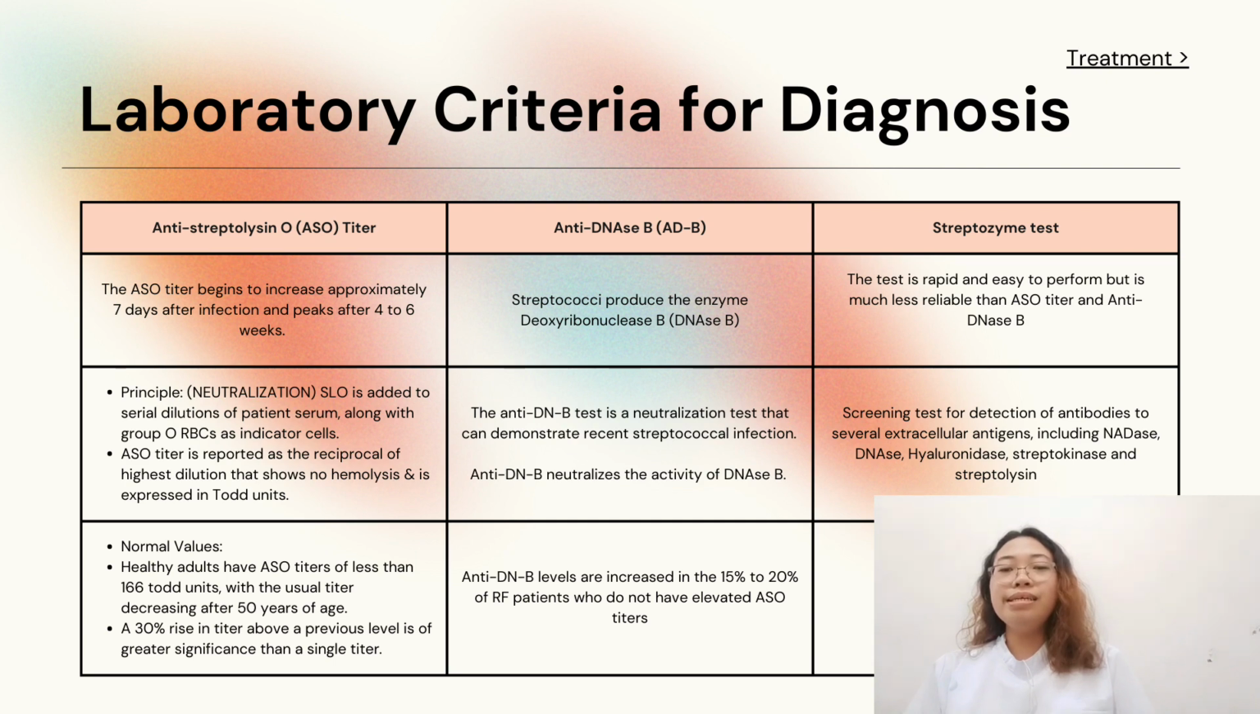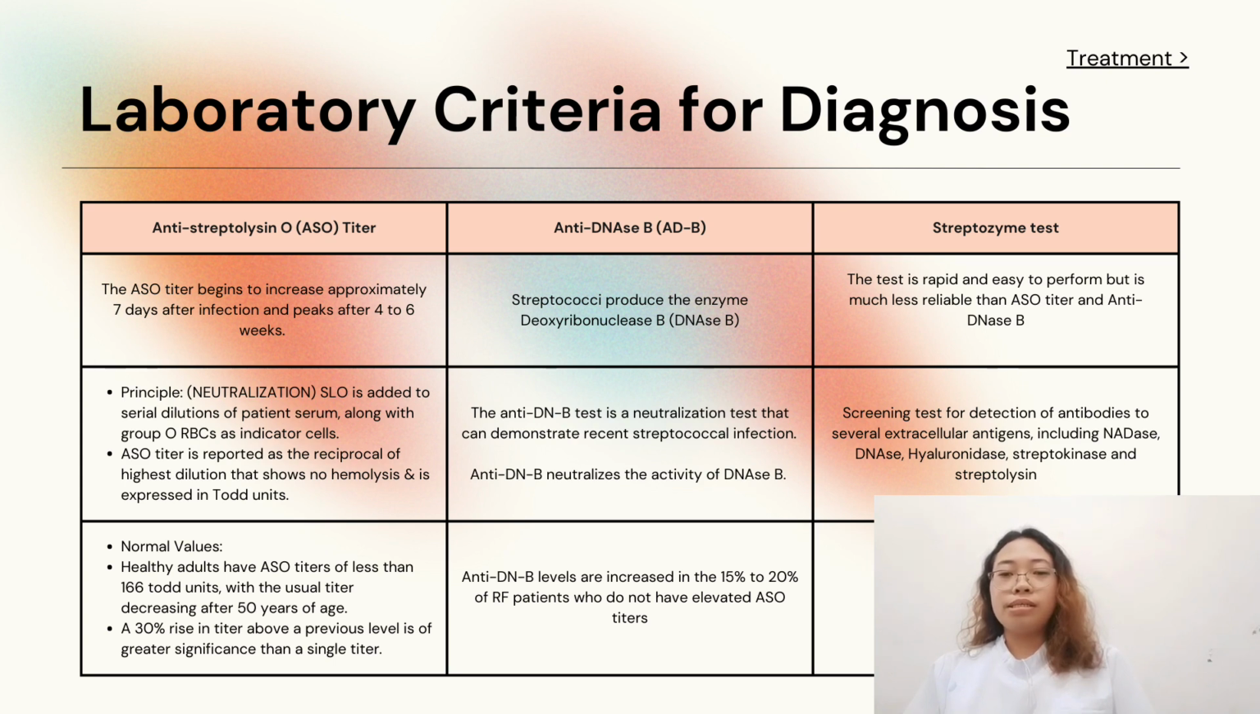The anti-DNase B is a blood test to look for antibodies to a protein produced by Group A Streptococcus. When used together with the ASO titer test, more than 90% of past streptococcal infections can be correctly identified. The anti-deoxyribonuclease B test is a neutralization test that can demonstrate recent streptococcal infection. Anti-DNase B neutralizes the activity of DNase B.